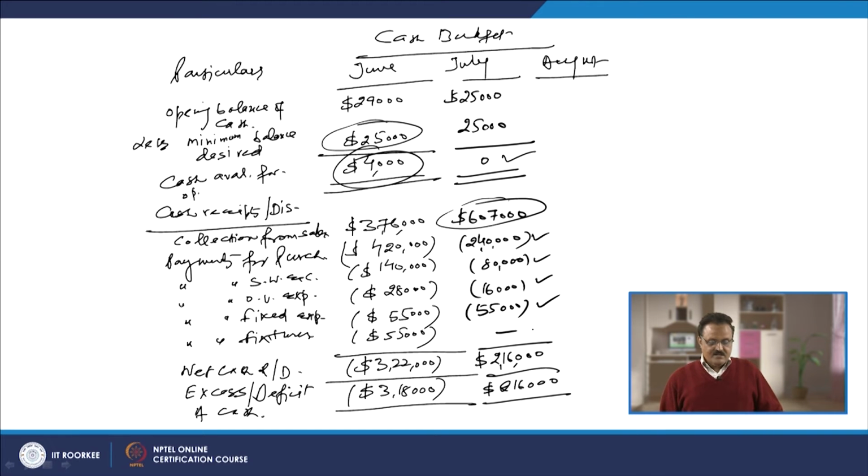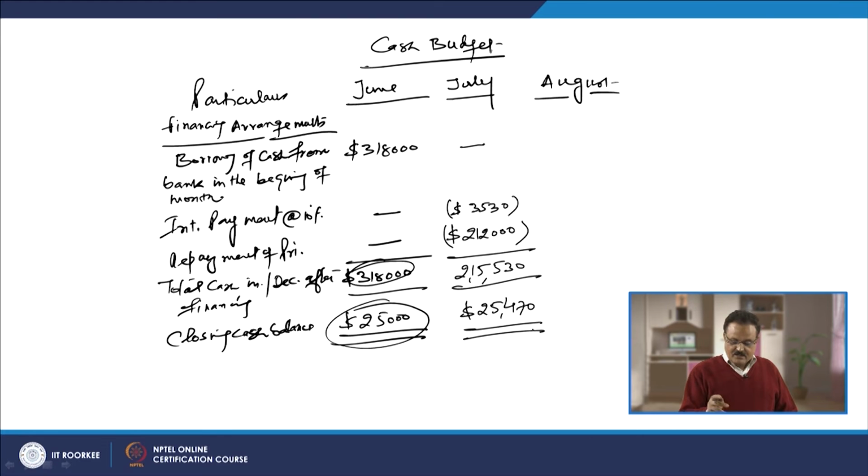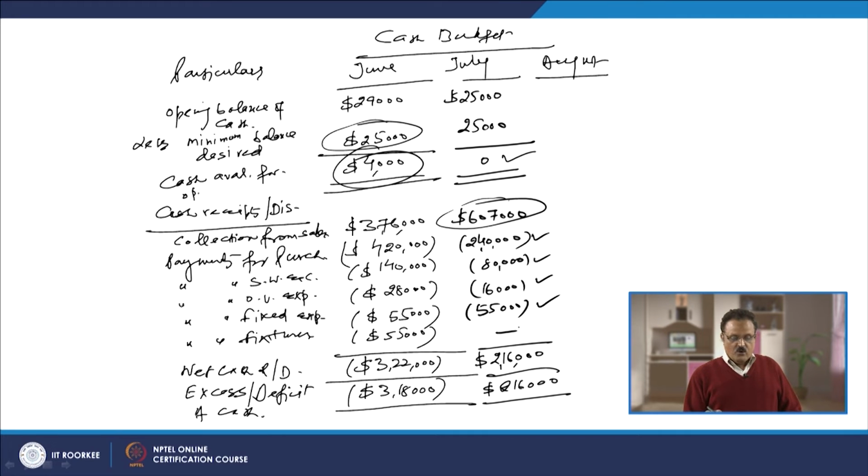If you prepare the budget for the month of August, what is now the opening balance here? The closing balance for the month of July is $25,470, and this will become the opening balance for the month of August. Then the minimum cash balance we have to keep is 25,000, right. So now cash available for the operations is how much? $470 cash available for the operations.